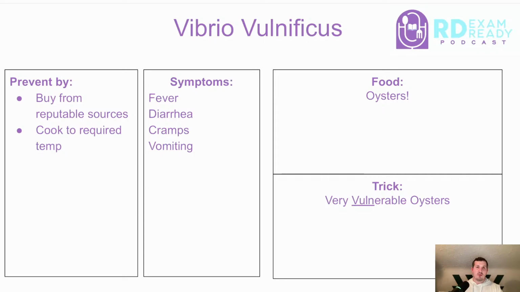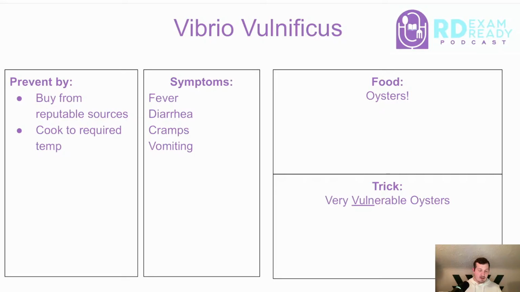Your symptoms of Vibrio vulnificus will be fever, diarrhea, cramps, vomiting. And then for our trick, I was thinking of very vulnerable oysters. So vulnificus, vulnerable oysters was my little trick of going like this.